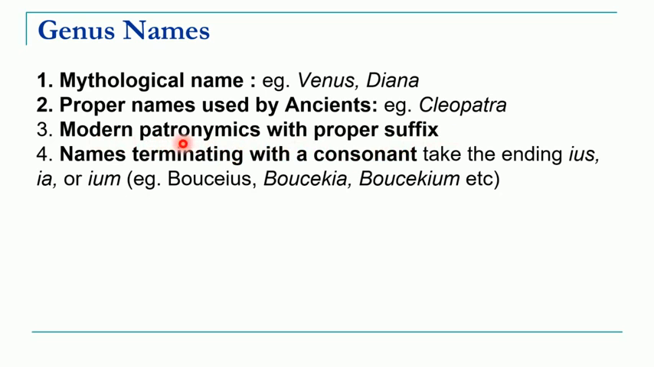We know what is meant by patronymy: a person who has discovered or who was associated with the discovery of that species, or even some other name is dedicated with that particular name. Then last is names terminating with a consonant like IUS, IA or IUM. So for example, Boschius, Bausekia or Bausekium. These are the names which are ending with a consonant.